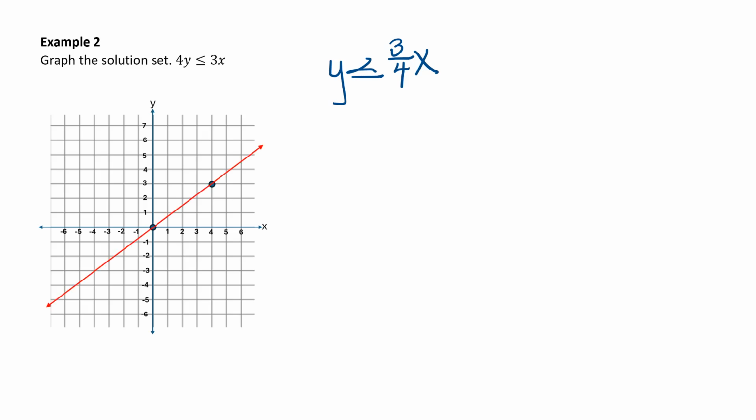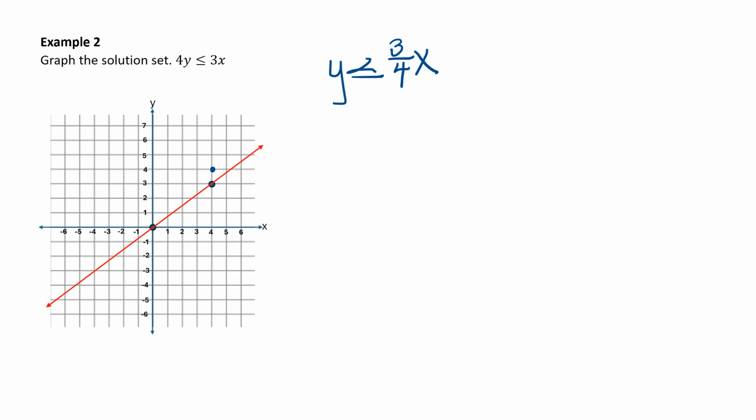I'm making a solid line this time because this is less than or equal to 3/4 x, which means I want to include y equals 3/4 x in my graph. That is the line itself. So now we just need to check a point on either side of the line to figure out which side we want to shade. Now, this time, like I was saying, I can't check 0, 0 because it's on the line. So I could check 4, 4.